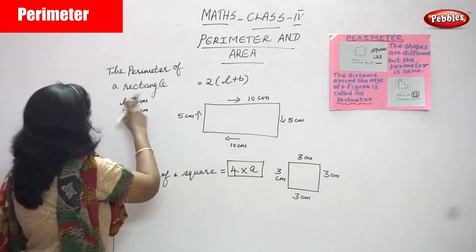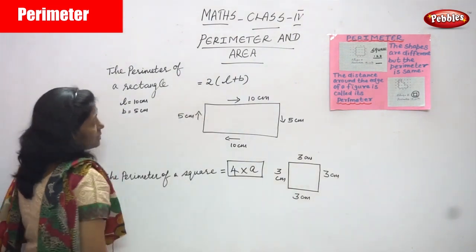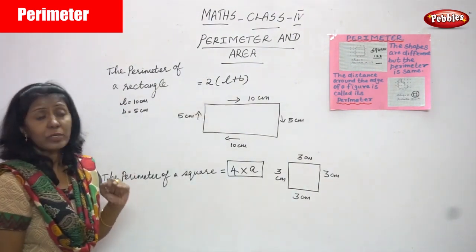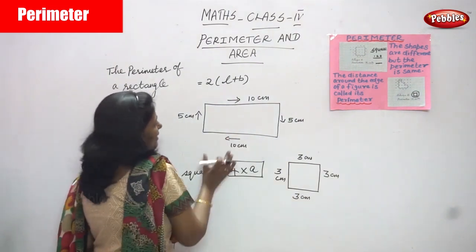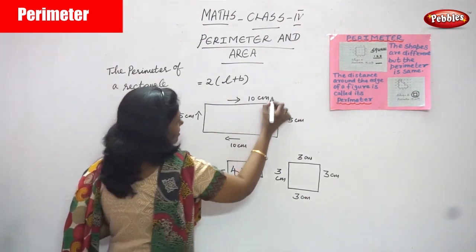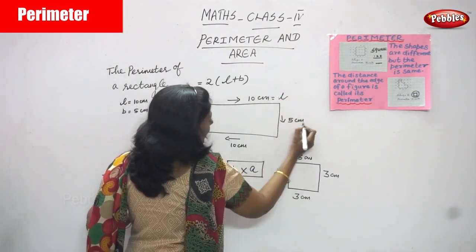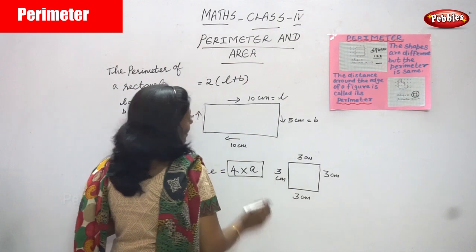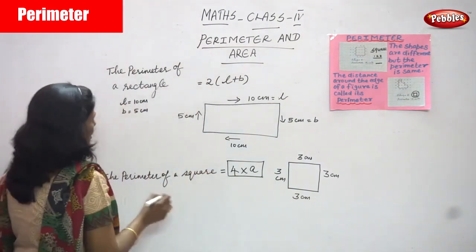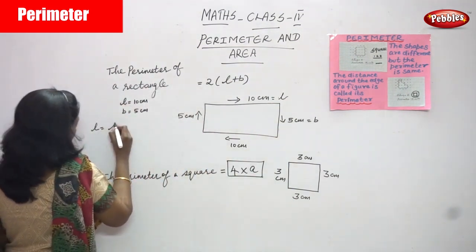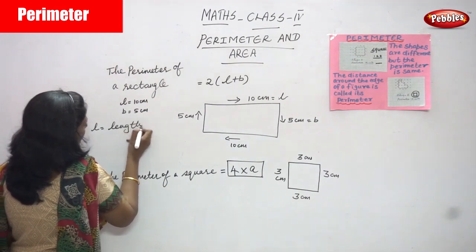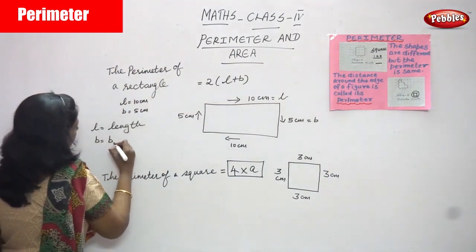So the perimeter of a rectangle is equal to 2 into (L plus B). Perimeter of a rectangle is equal to 2 into (L plus B). This is the rectangle diagram. This is 10 centimeter. This is the length, and this is the breadth. L means length and B means breadth. L is equal to what? Length, and B is equal to what? Breadth.